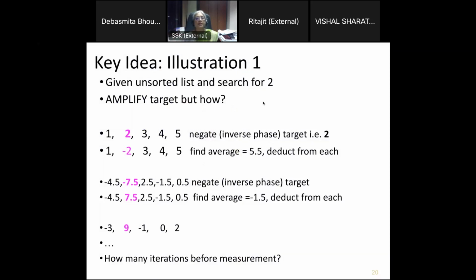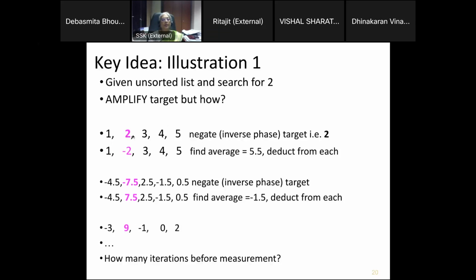So assume you have an unsorted list and I'm searching for the second one. Although this looks like one, two, it looks sorted, but we don't know whether it's sorted. Now I have a mechanism to negate the target value, so the list now becomes like this. Now take the average of these values, and I find that the average becomes 5.5. I deduct the value of this average from each of these list entries, and now the list becomes this. Next, again, I negate the entry corresponding to the one that I'm trying to search.